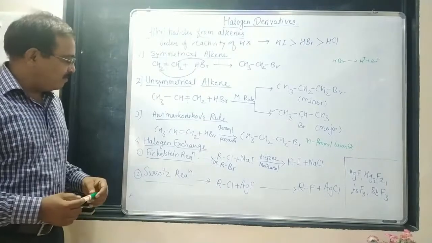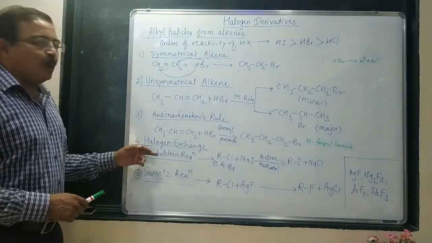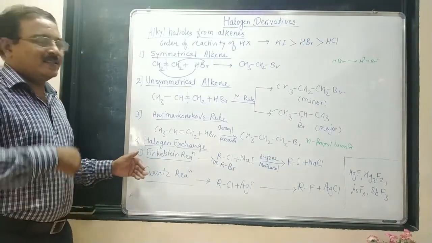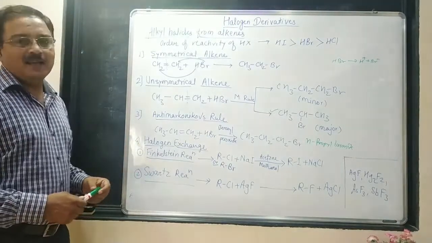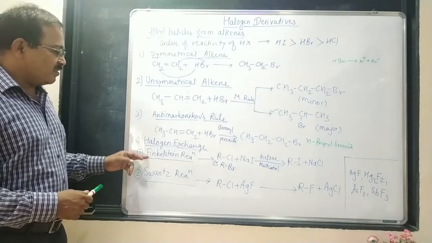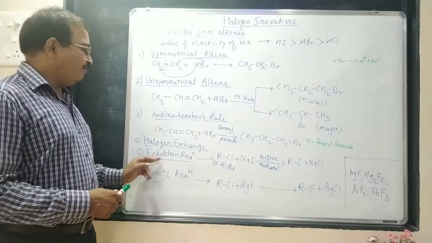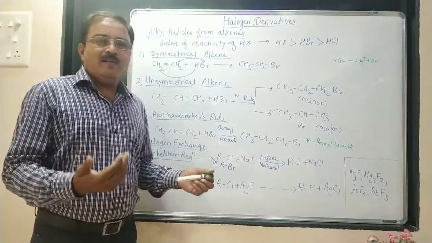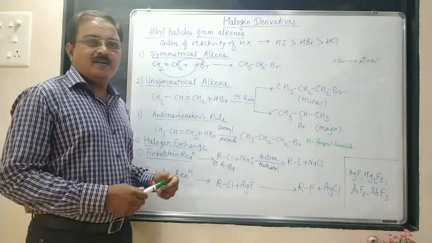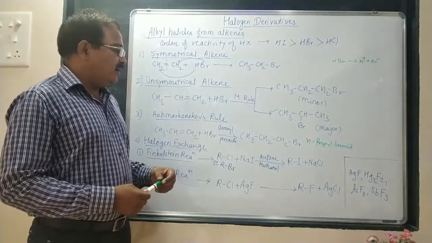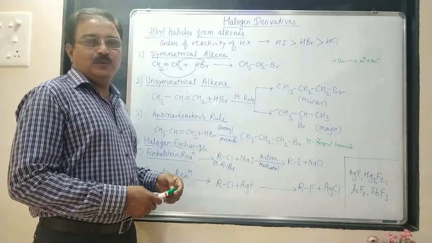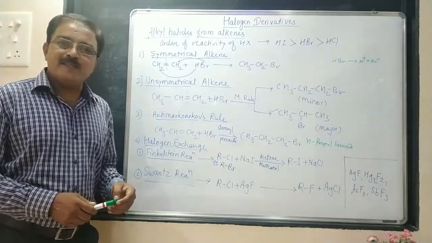Now the next reaction we will try to understand, and that is halogen exchange. This is a very important reaction again. Here one alkyl halide gets converted into another alkyl chloride or an alkyl iodide. The first reaction we will try to understand is the Finkelstein reaction. A multiple choice question can also be asked in a CET examination, where some reactions will be given and you will be asked to identify which of the following is a Finkelstein reaction.